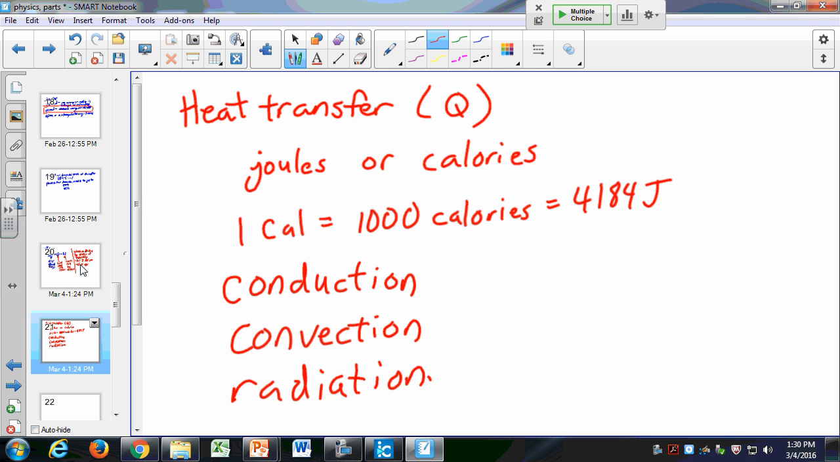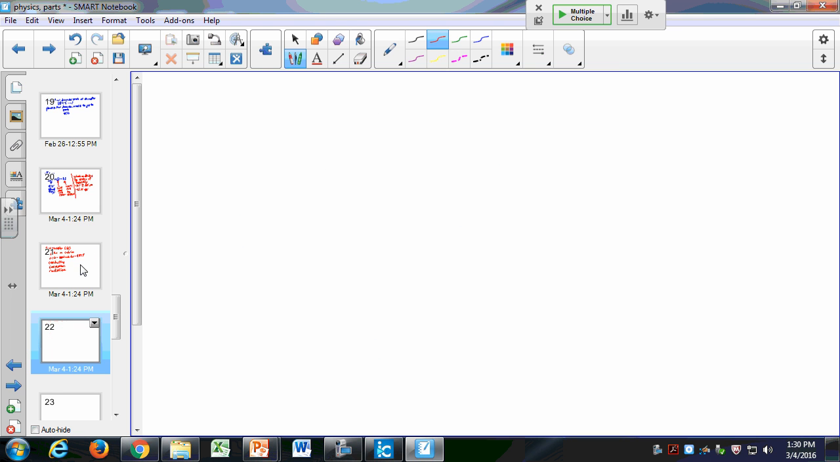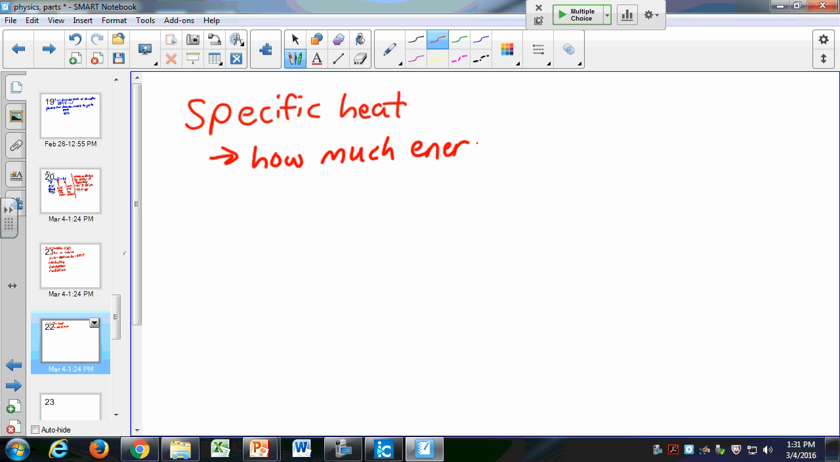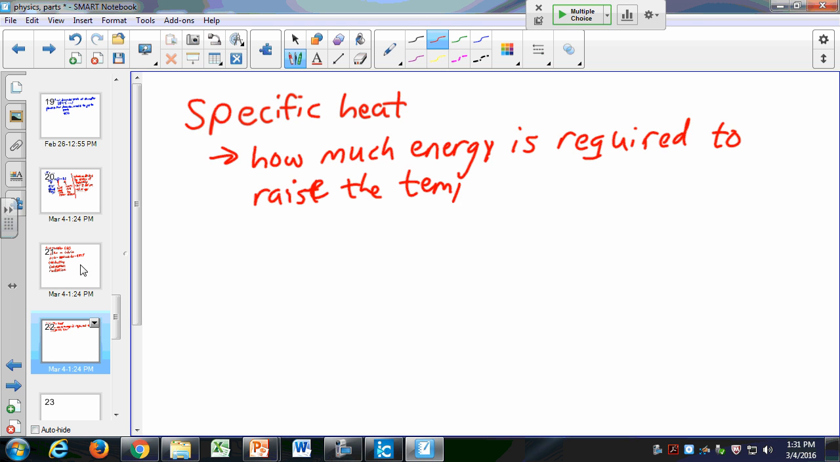Specific heat, and this is where we get into calorimetry, is a description of a material that says how much energy is required to raise the temperature of that substance by a certain amount. It answers this question: how much energy is required to raise the temperature of a substance by a certain amount.